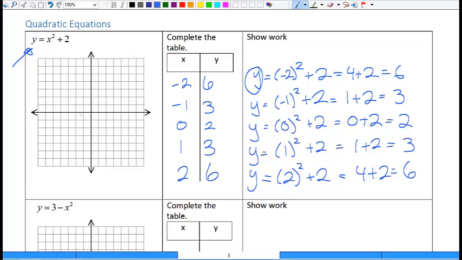Let's go ahead and plot them. Negative 2, 1, 2, 3, 4, 5, 6, right up there. Negative 1, 3, 0, 2, 1, 3, and 2, 6. Look at that. That's a nice U shape.